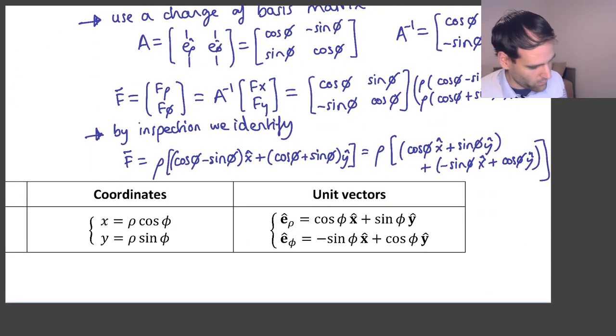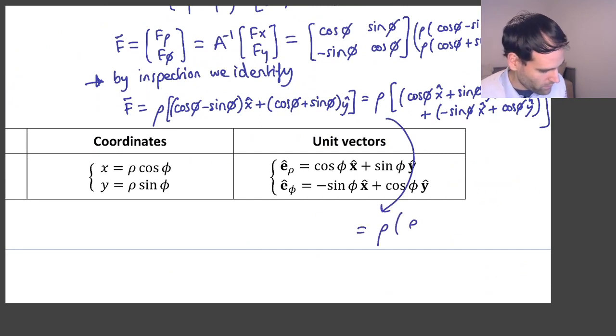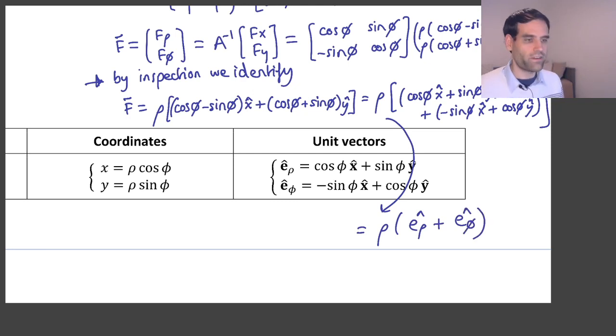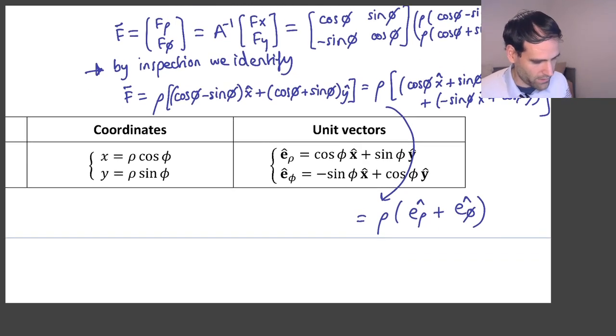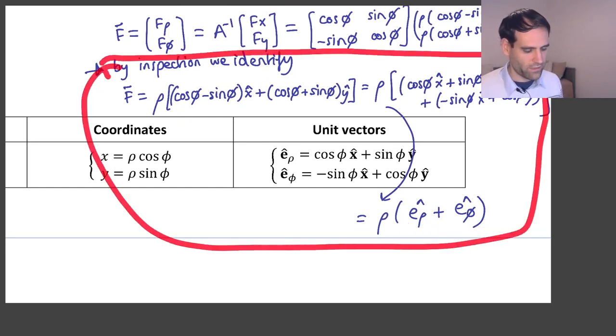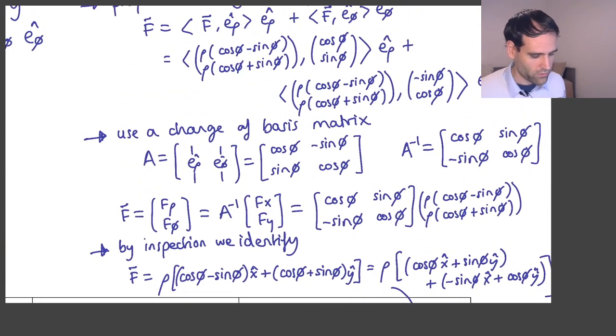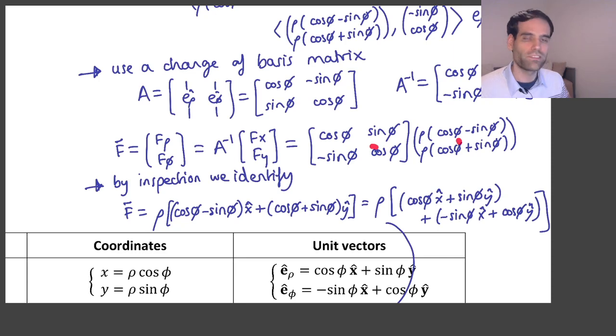You just know that this is equal to, I'm running out of space here, let me continue back down here. This is equal to rho times (E rho hat plus E phi hat). Okay, so now you know that this is how you write it in polar basis. So in my opinion, this third option was obviously the easiest option. You didn't have to do inner products, and you didn't have to do inverses and matrix multiplication.